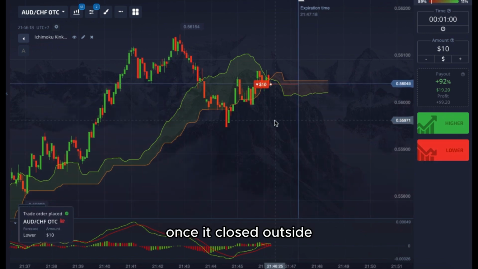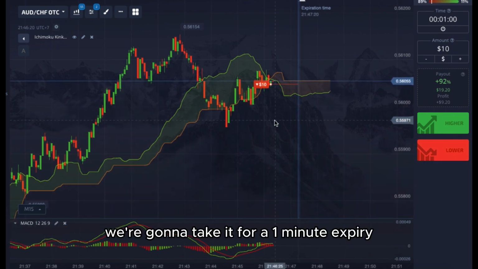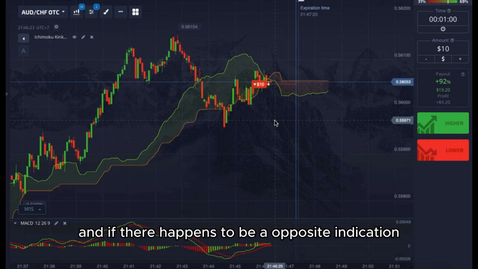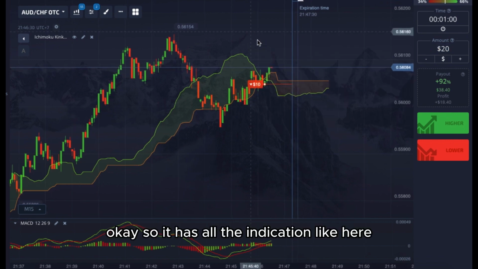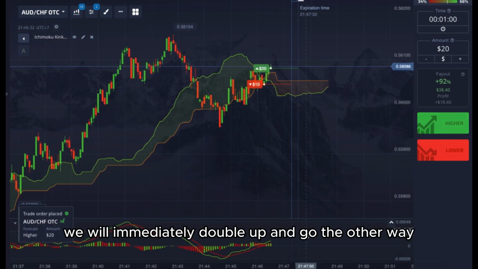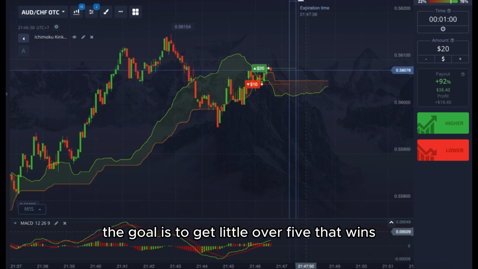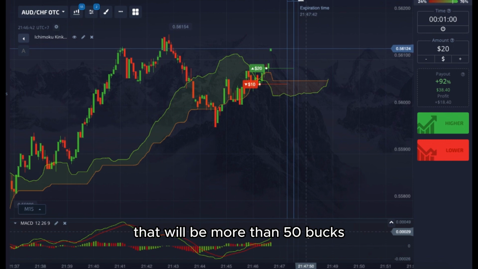Once it closes outside, we're going to take it for a 1 minute expiry, and if there happens to be an opposite indication, we will immediately double up. Okay, so if there's an opposite indication like here, we will immediately double up and go the other way. The goal is to get a little over 5 net wins, probably about 6. That'll be more than $50.